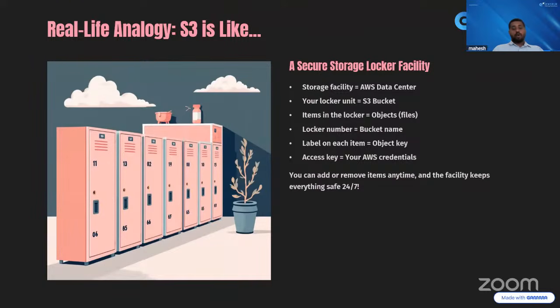The locker number equals the bucket name. See how well they have organized it. The AWS data center means the storage facility. Your locker unit means the individual locker unit, the S3 bucket. Items in the locker are objects, the data you have. The locker number means the name of the bucket, the name you have given to the bucket. The label on each item equals the object key. The access key equals your AWS credentials, that is, how you access the objects stored inside the S3 bucket. Hope it is clear to everyone.